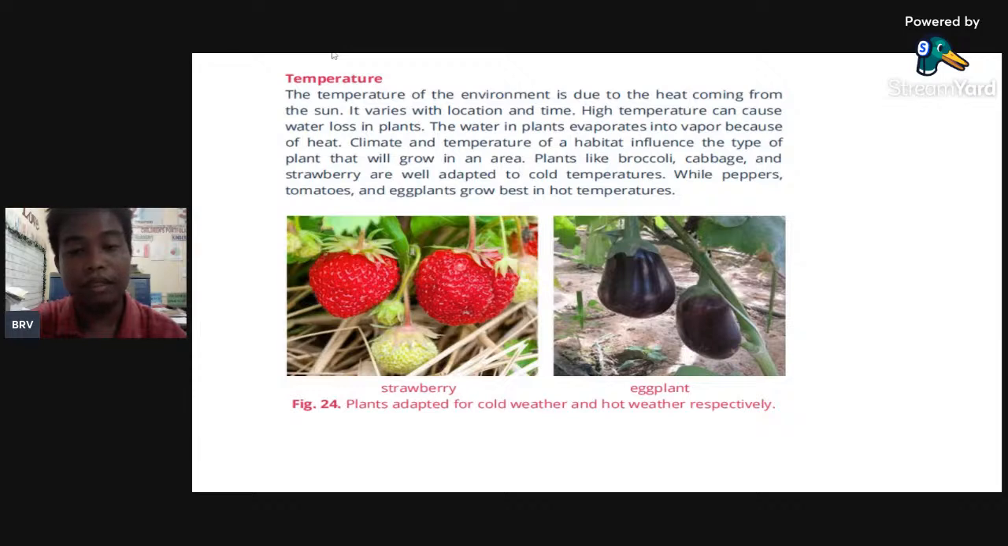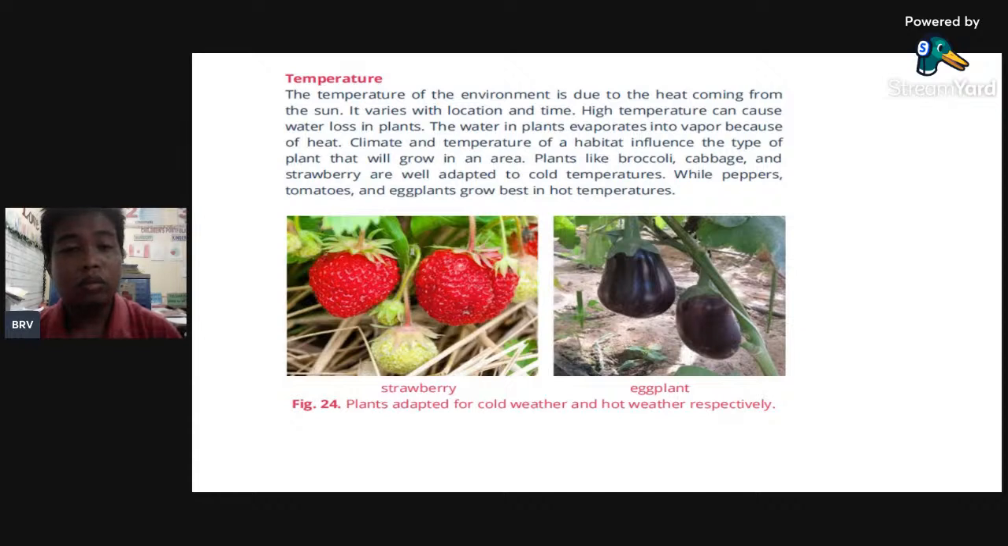Okay, so unsa may kunan ng temperature? The temperature of the environment is due to the heat coming from the sun. It varies with location and time. Yes, it varies with location and time because there are other areas, labi na to mga high areas, di ba? Katong mga nasa mga bukid nga areas nga bugnaw gid, pwede diri apod sa mga low areas, sa mga urban nga areas nga grabe ka init.